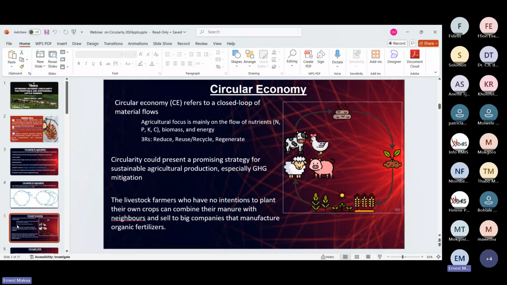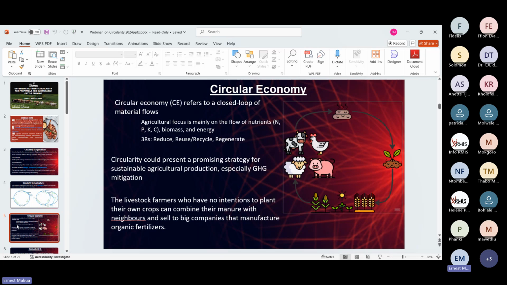Now, circularity also plays a very important role in terms of the economy. It is what we call the circular economy. A circular economy basically refers to a closed loop of material flows, which includes potassium, calcium, nitrogen, and so forth. This is very important because the farmers who are using the circularity of nutrients in their farm won't have to spend a lot of money.